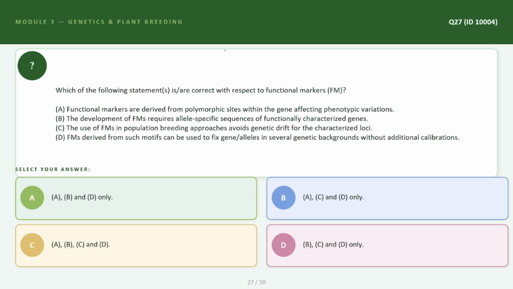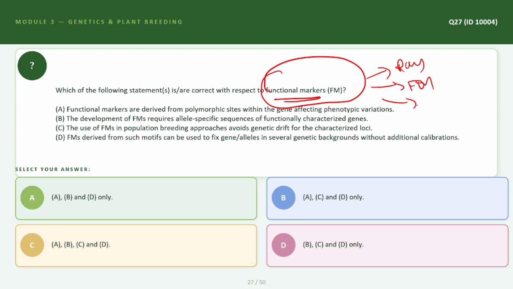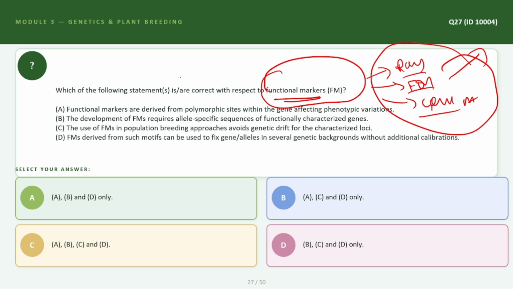Then there is another important directly present topic about functional markers. See, there are three classes: random markers, functional markers, and genetic markers. If you want detailed information on this, you can refer to my marker chapter on my YouTube channel. All the information is freely available.